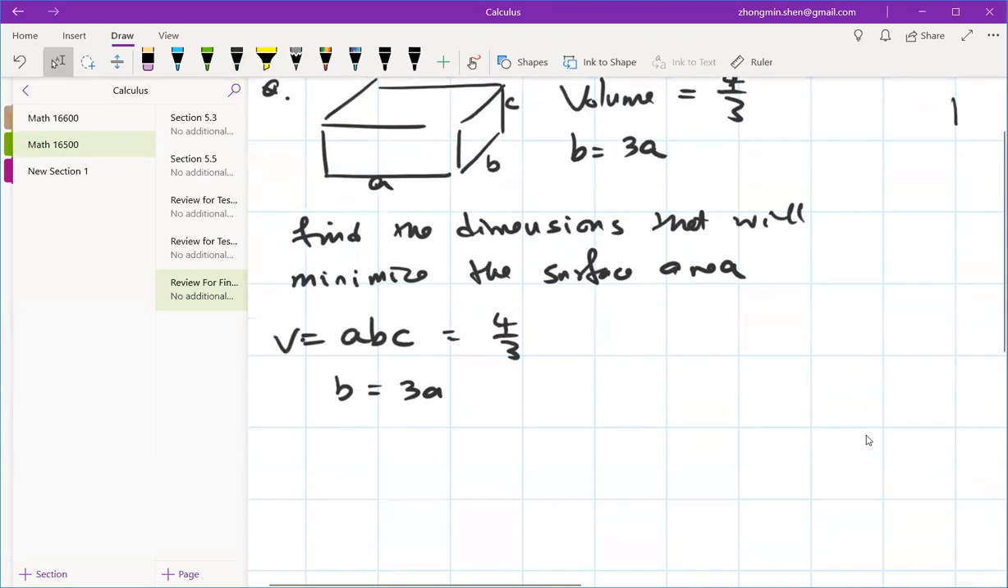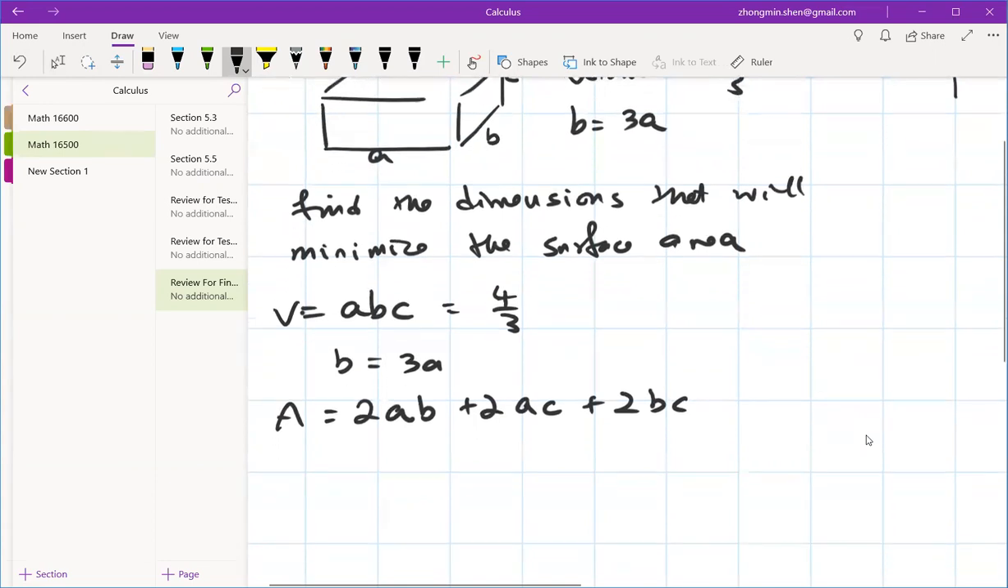Then the surface area is going to be 2AB, 2AC and 2BC. Yeah, we have a total of 6 faces. Right? That's the surface area. And then you have 3 variables here. Actually, you will get only 1 variable in the surface area. So you can easily use the calculus of 1 variable to find the minimum value.